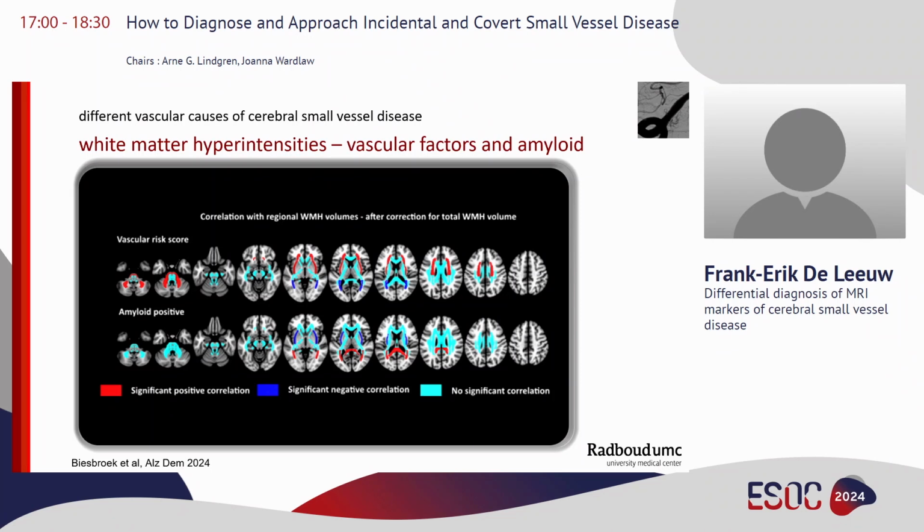And finally, work from Matthijs Biesbroek showed that the vascular risk factors are associated with periventricular hyperintensities, the frontal parts as you can see in red, but the more posterior parts seem to be related to amyloid. The angle of the different pathophysiology by location.